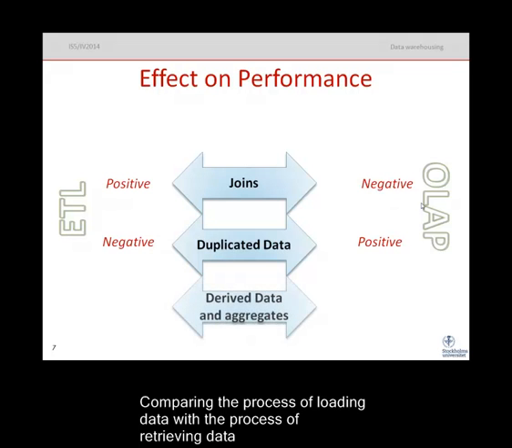And in derived data and aggregates, if we pre-compute data, for instance, pre-compute sums or aggregate data, that we need to do in the ETL process, so the ETL process performance will suffer from this, while the OLAP process will benefit from it. And the fourth topic, indexes. Of course, if you have a lot of indexes, the ETL process has to deal with more, while for the OLAP process, it will be more positive.